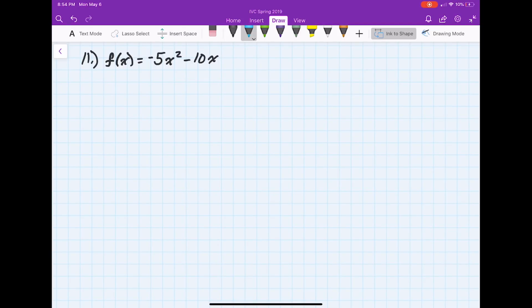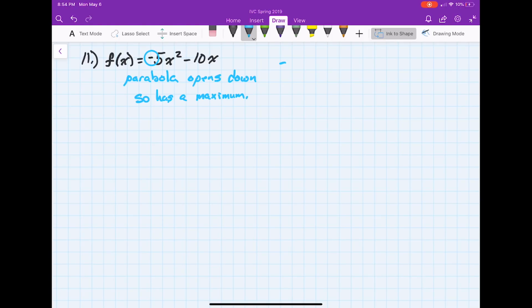Number 11 is just as easy, except we've got this negative out front. So we have a parabola that opens down. Anyway, since it's negative, it opens down. So this one has a maximum or a maxima.